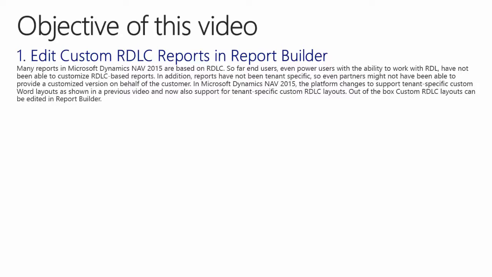Many reports in Microsoft Dynamics NAV 2015 are based on RDLC. So far, end users, even power users with the ability to work with RDL, have not been able to customize RDLC-based reports. In addition, reports have not been tenant-specific, so even partners might not have been able to provide a customized version on behalf of the customer. In Microsoft Dynamics NAV 2015, the platform changed to support tenant-specific custom Word layouts as shown in the previous video, and now also support for tenant-specific custom RDLC layouts. Out of the box, custom RDLC layouts can be edited in the report builder.